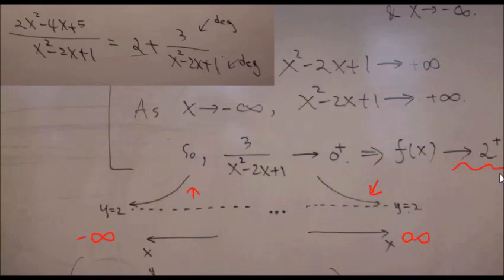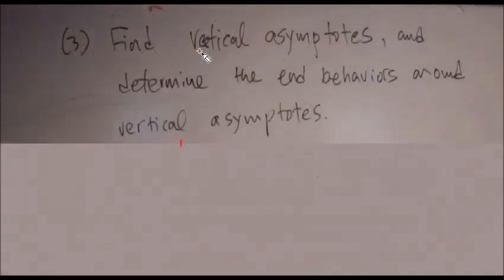So these are the y values. That's something we can say by looking at this portion of the standard form. That's why we're looking at the standard form, to determine whether this remains positive or not. So that was horizontal asymptotes.